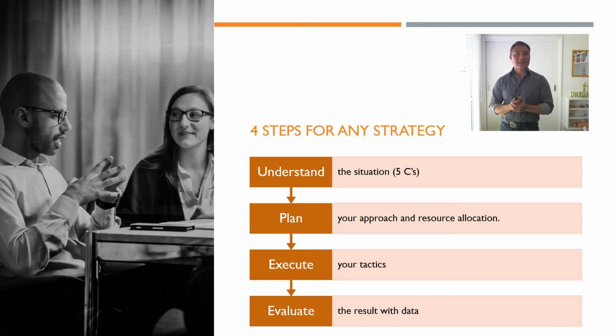So the first thing is to understand the situation, right? And so this was the 5 C's that we talked about. You want to understand the customers, understand your competitors, understand your collaborators, understand the context you're in, and then finally understand what your company can or can't do, or how it should change in order to be able to do the things you need it to do to get to those goals. So understanding is a large part, the first part of the strategy.